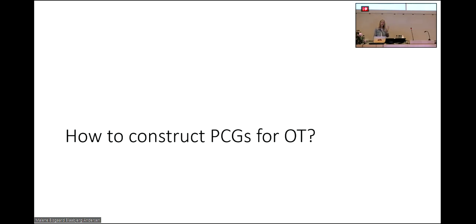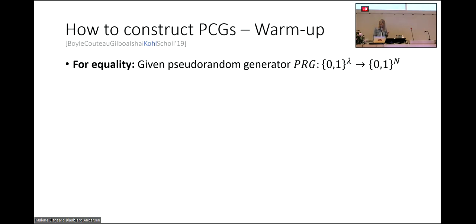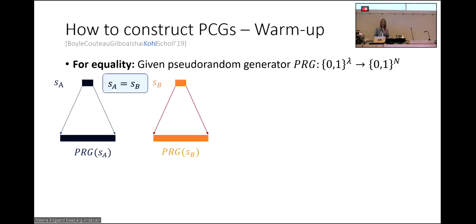And so, okay, this is already something. So how do we construct PCGs? A simple warm-up, just for the purpose of getting familiar with the definition: assume we just want the equality correlation, and we know that we can get this from a pseudo-random generator. So this pseudo-random generator should give us this. And this is very easy to instantiate. What do we do? We just give both parties the same seed.